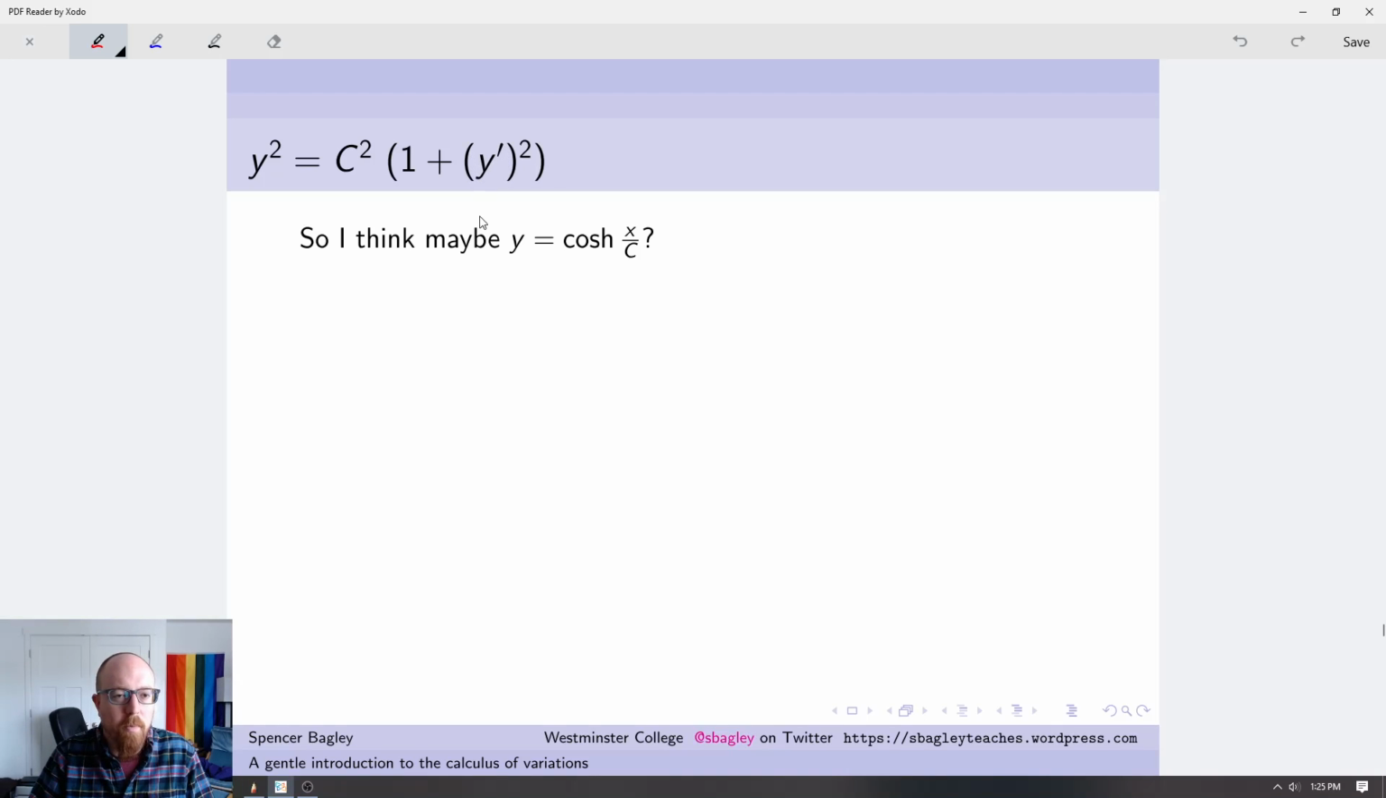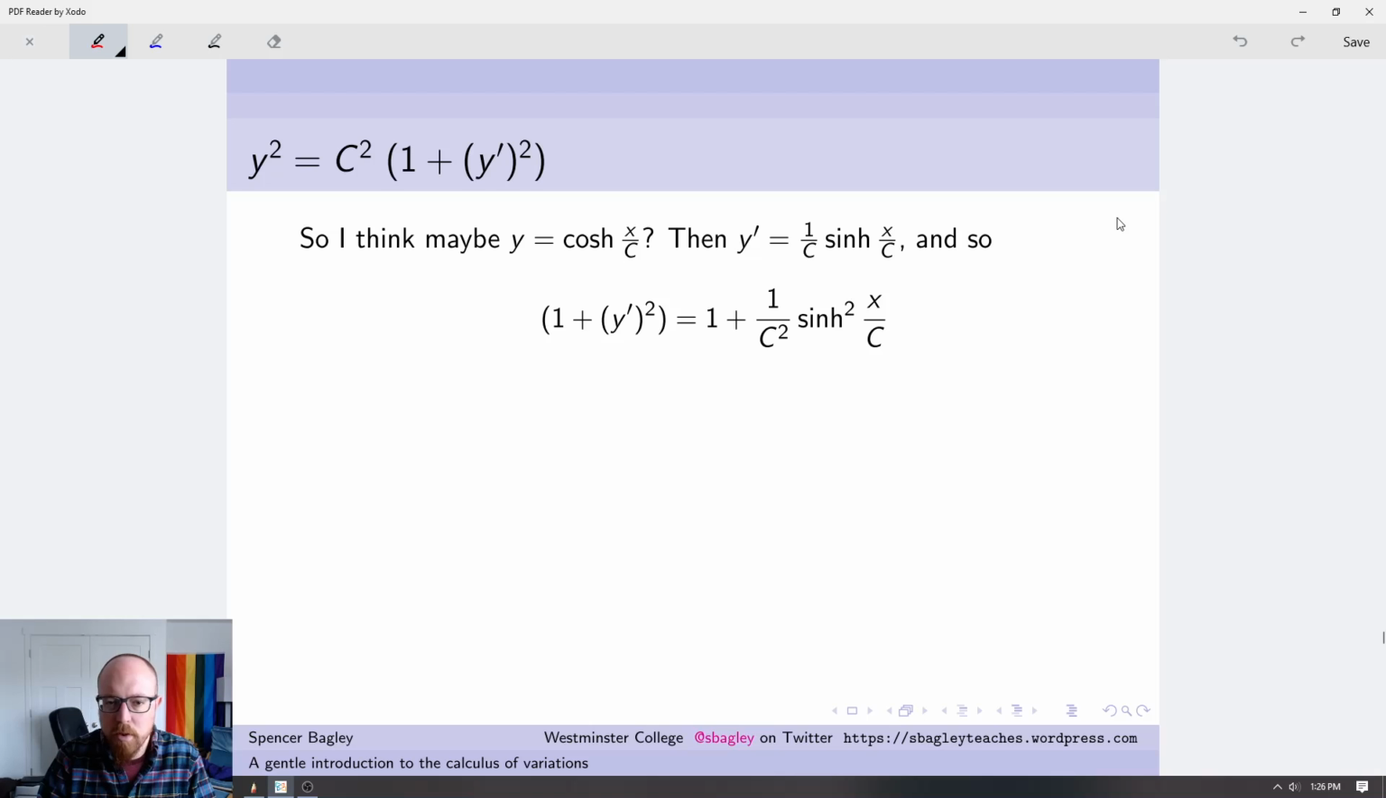But there's also this c, and then let's see. If this was a sinh, then I think my y would have to be a cosh. I'm going to guess that y is the cosh of x over c. Let's see if that works. Y prime is going to be 1 over c times the sinh of x over c, which I'm hoping will sort of cancel out that c squared that we have up here.